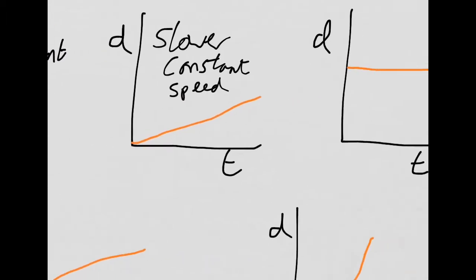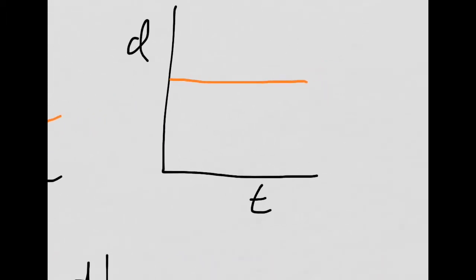Okay. Now, what about this one here? As time goes on, the distance that it's moved is not changing. So the distance the object has moved is not changing at all. Therefore, it must be stationary. It's not moving at all. Distance isn't going up, it's not going any further, so it's stationary.